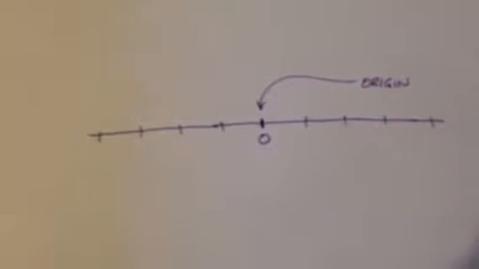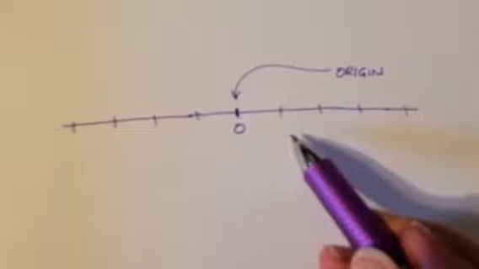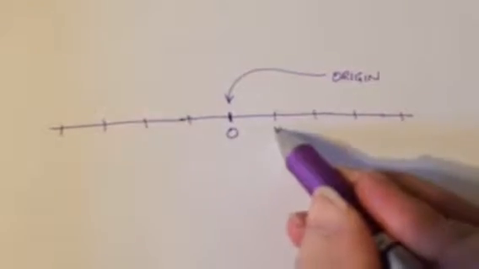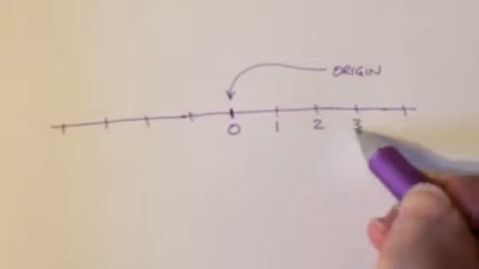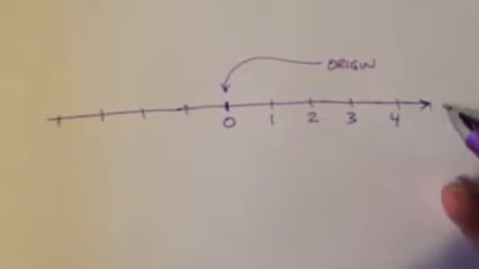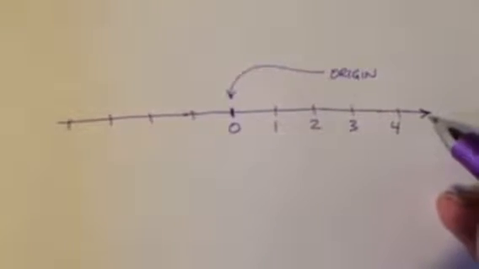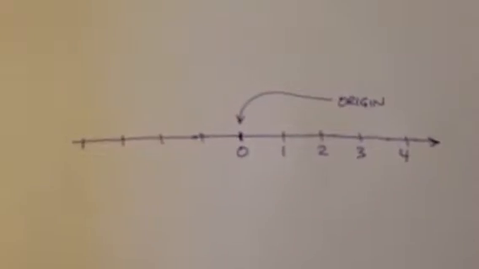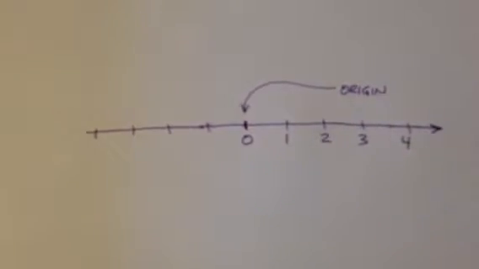Then, below the marks to the right of the origin, we write the counting numbers in order, beginning with the number 1, like this. And here we put an arrow. That arrow reminds us that we have just drawn part of the number line, and the number line goes on and does not end.